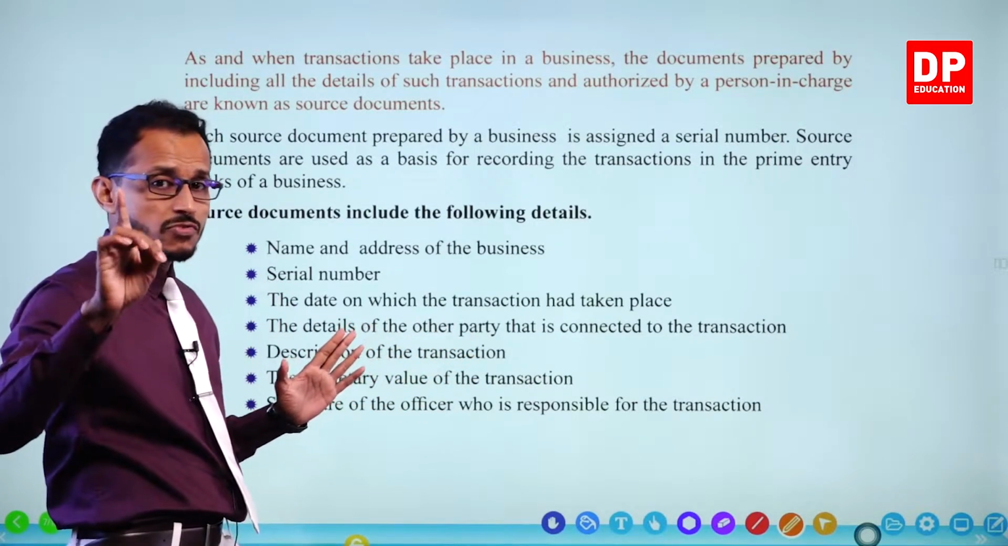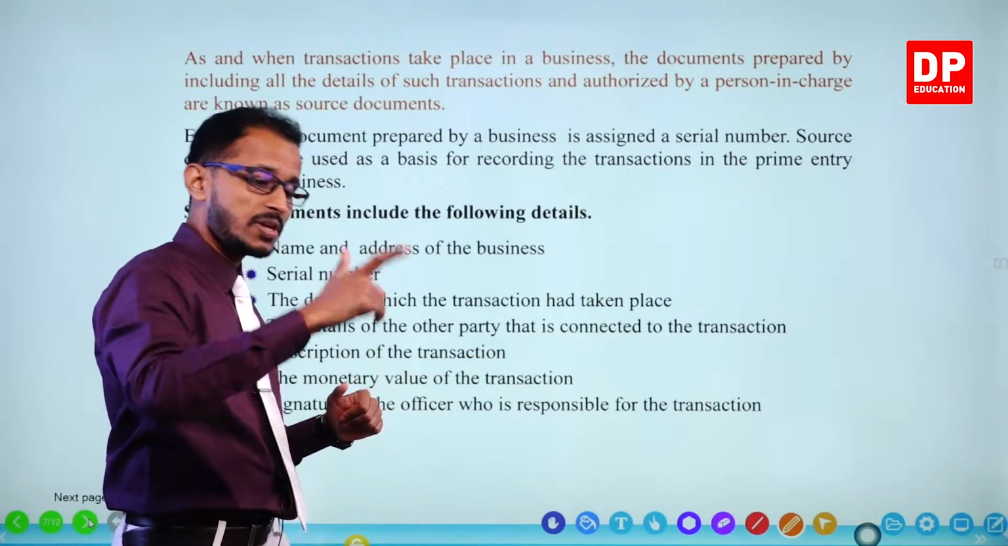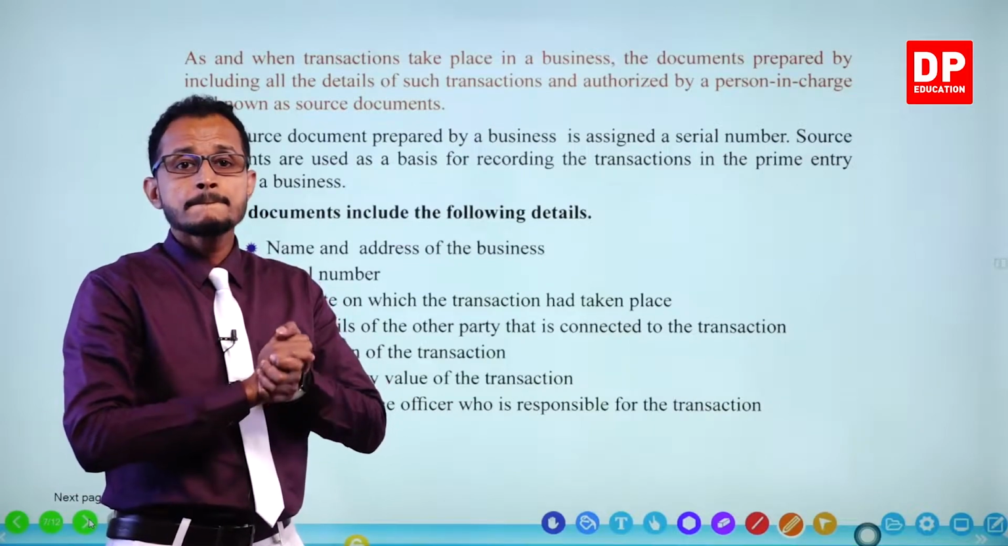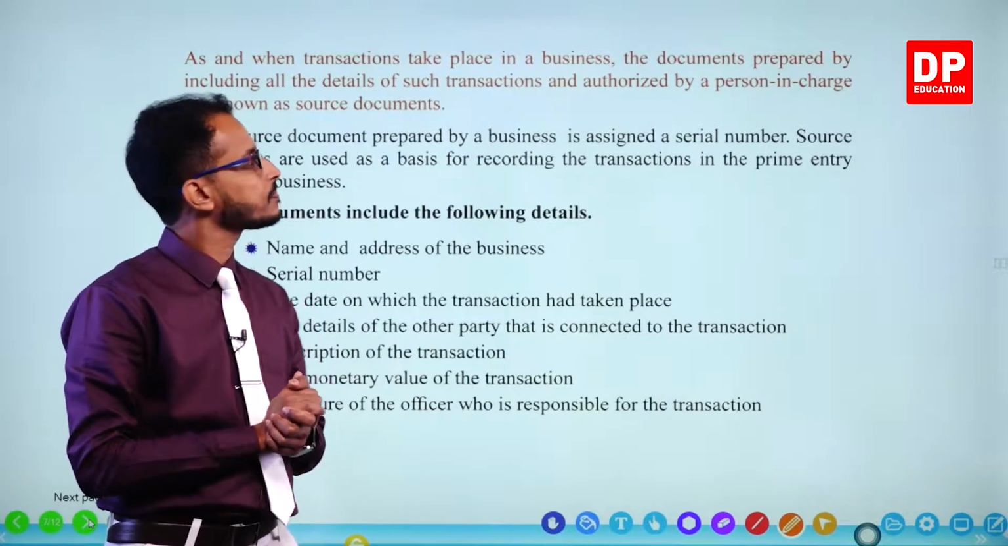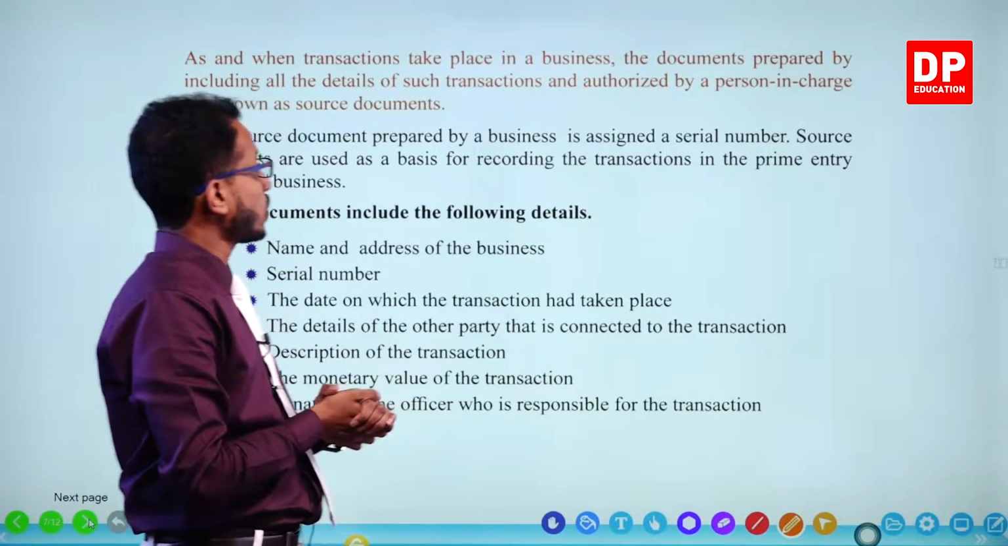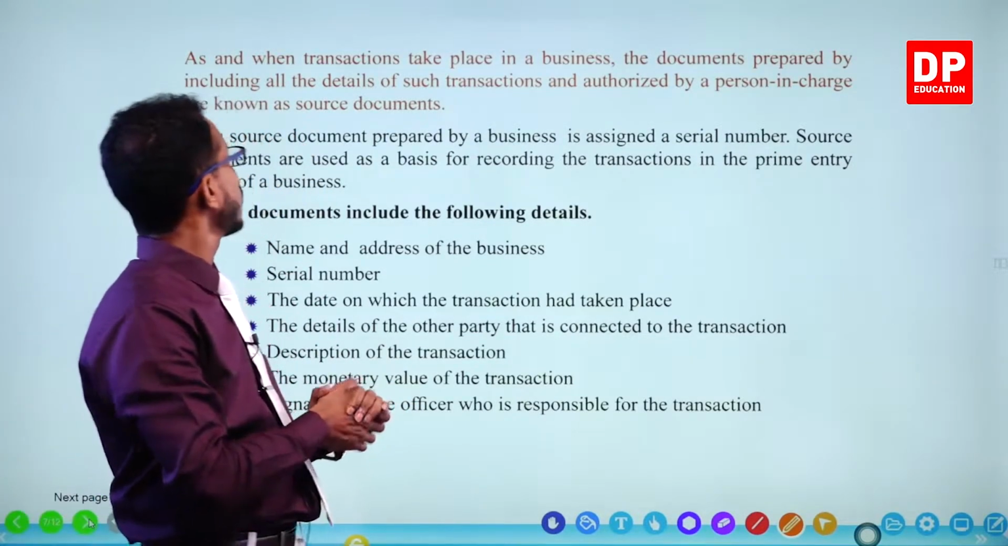Likewise, children, every transaction must be recorded in a source document or a bill. All right. Let's find out what the book has to say about bills.